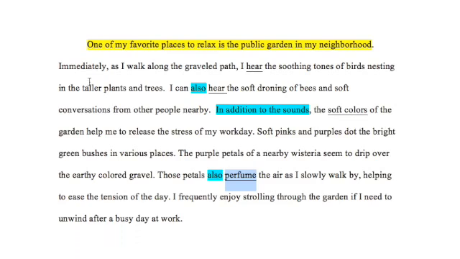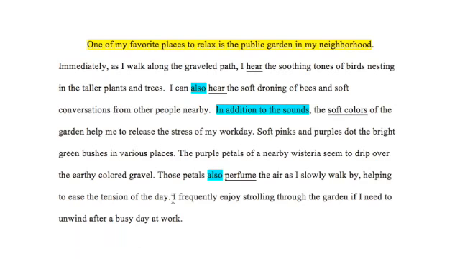So throughout this description, we notice that one of the points from the topic sentence, that of the garden being relaxing, is carried on throughout the description as well. Because here we talk about relaxing, and here we say soothing tones, which goes along with relaxing. Release the stress, which also supports the idea that this garden is relaxing. And here we have also ease the tension of the day, which again supports the topic sentence, that the different elements of this garden help a person relax.